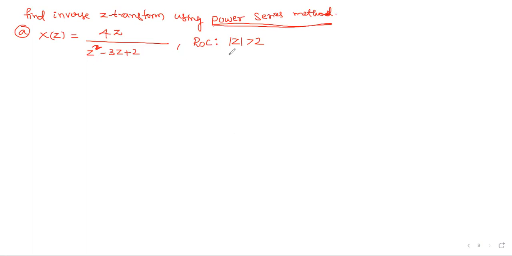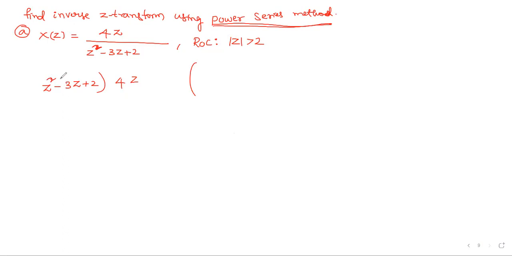If they gave greater than, that means z value is greater than 2. That means you need to take z square minus 3z plus 2 as it is, and you need to divide it with 4z.